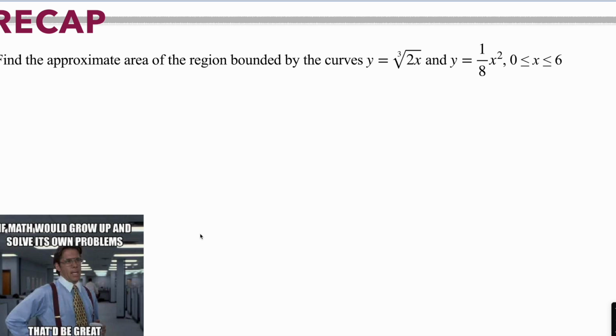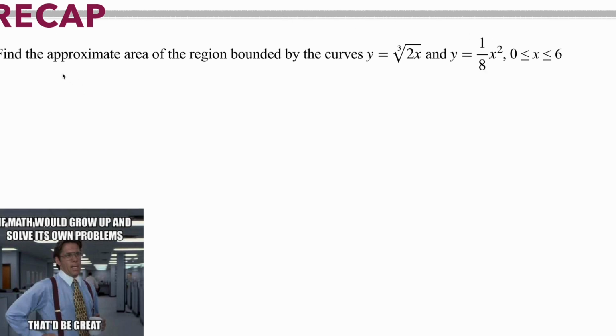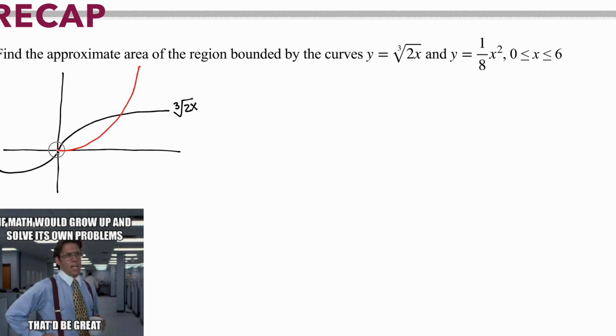Okay, to recap, find the approximate area bounded by the curves of the cube root of 2x and then 1/8 x squared. So first thing I'm going to do is graph this just to make sure that we know the boundaries. The cube root of 2x looks like this. And then 1/8 x squared is going to look like this. And we're wanting to know the area in between these two regions.